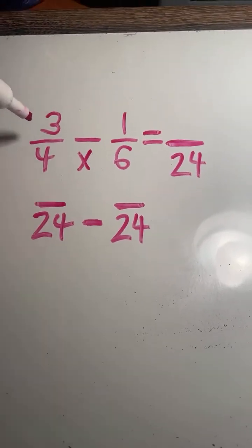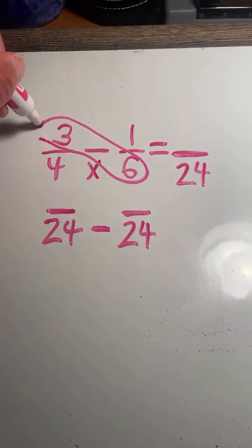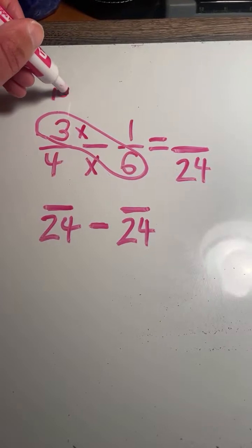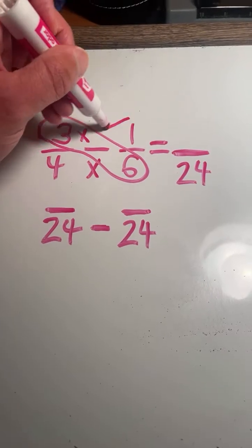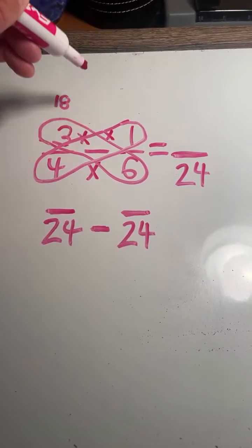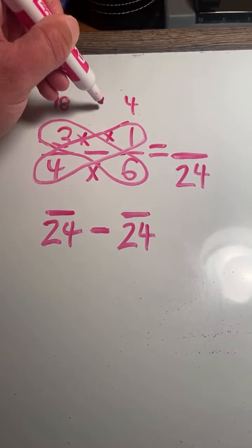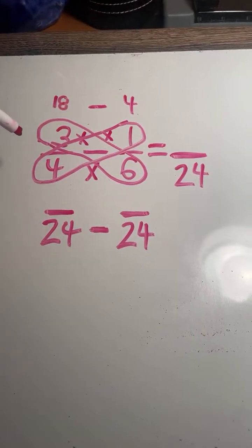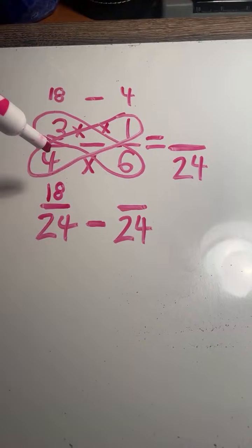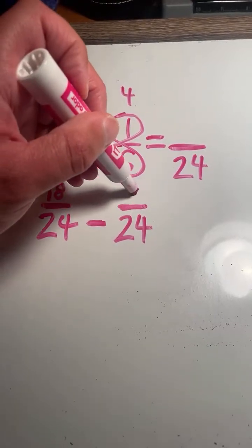Next, we have to multiply each numerator times the opposite denominator. So 3 times 6 equals 18. 1 times 4 equals 4. So the 3/4 has been converted to 18/24. The 1/6 has been converted to 4/24.